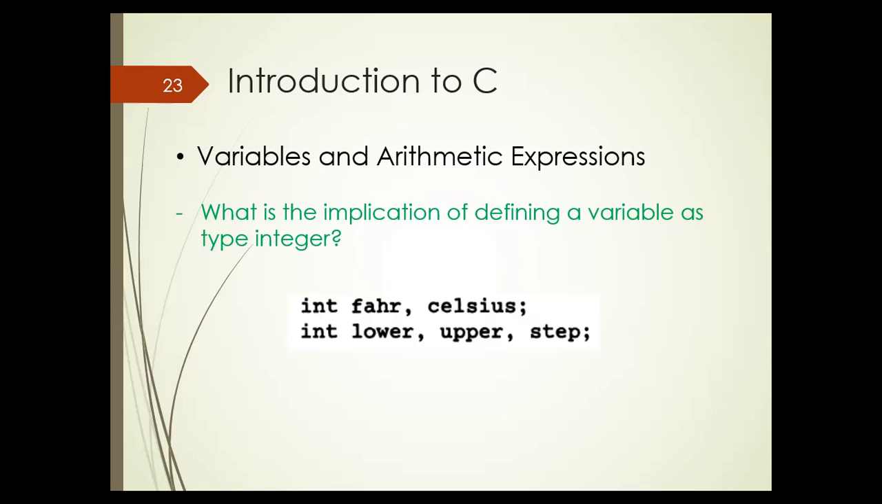Now, another implication of defining a variable of type integer is the amount of memory space allocated to it. Typically, it depends on the machine you're working with, the laptop or computer you're working with. It could be 4 bytes, it could be 2 bytes. We're going to later see how you can actually find out how many bytes are stored for different variable types. So we're going to come back to this.